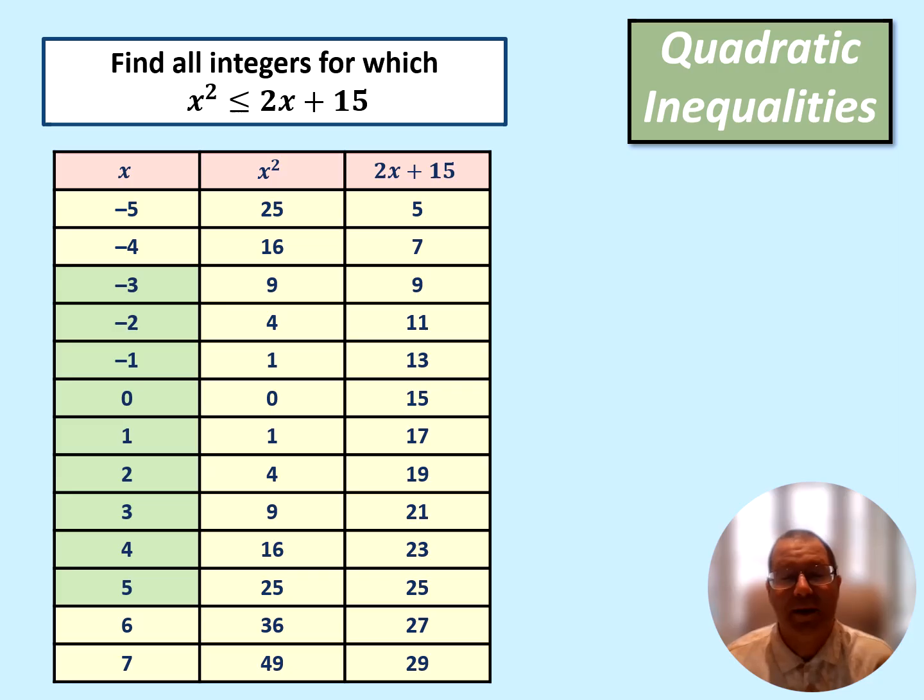So when x is -5, x squared is 25, and 2x plus 15 is 5, which obviously means that x squared is larger. And that is the same for -4 as well. X squared is larger than 2x plus 15.